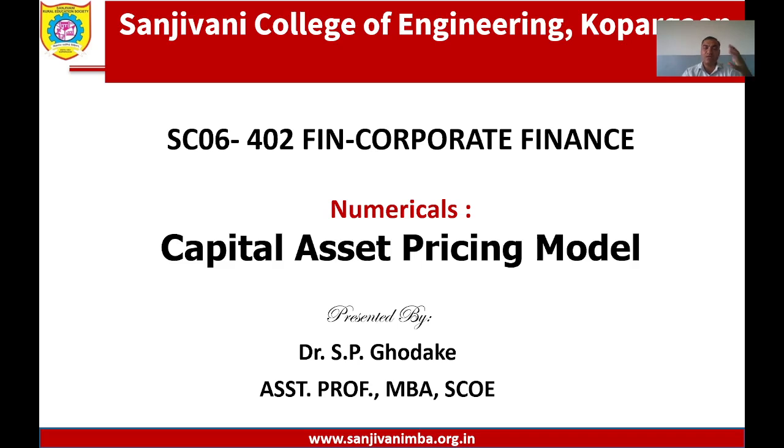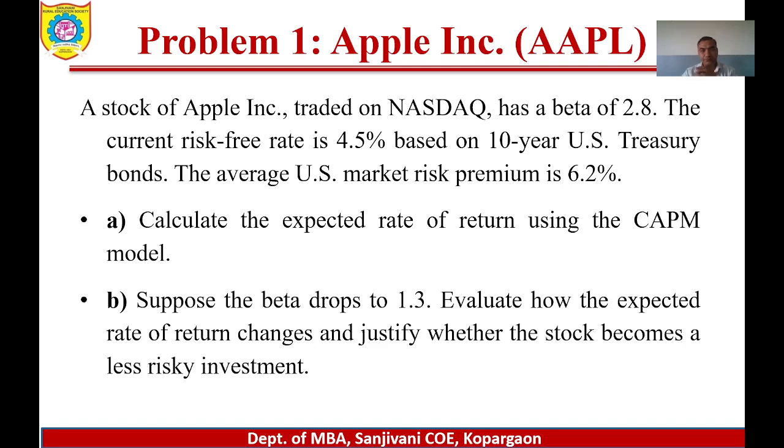First we'll discuss what exactly the numerical is, then based on that we'll do the calculations, and then we'll see the conclusion part of it. There is a problem of Apple Incorporation, that is AAPL, a stock of Apple Incorporation which is traded on Nasdaq, which has a beta value of 2.8. I already told you what beta means. If it is greater than 1, it means high risk. So in the given numerical it is 2.8, which means there is a high risk.